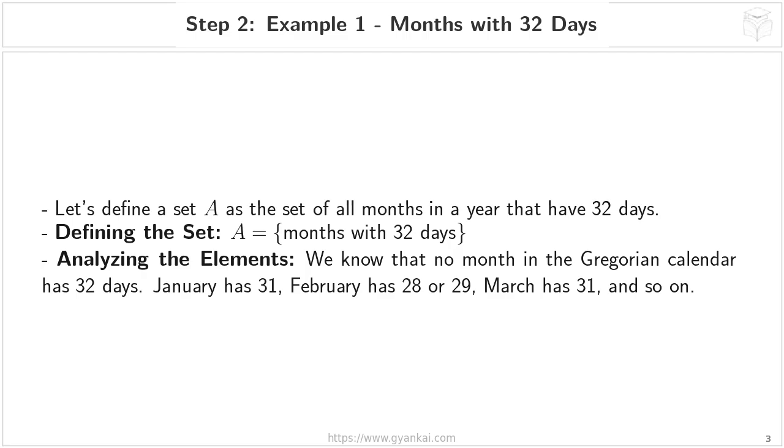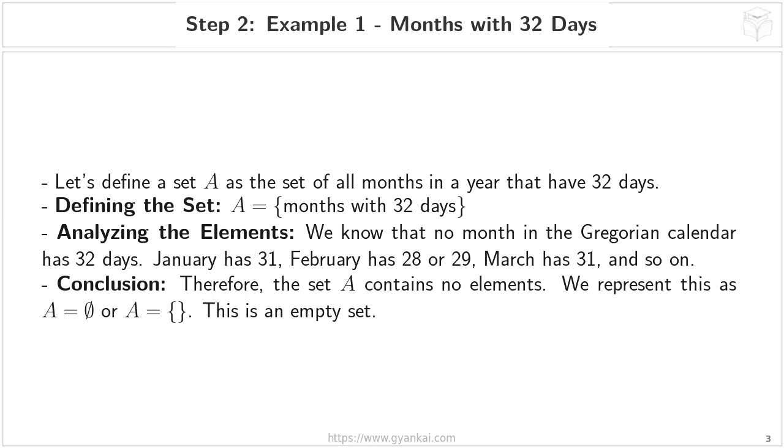Now, let's analyze this. Think about the calendar year. How many days does each month have? January has 31, February has 28 or 29, March has 31, and so on. If you go through all 12 months, you'll quickly realize something. There isn't a single month that has 32 days, is there? That's the key point. Because no month satisfies the condition of having 32 days, the set A contains no elements at all. Therefore, we can confidently say that set A is an empty set.